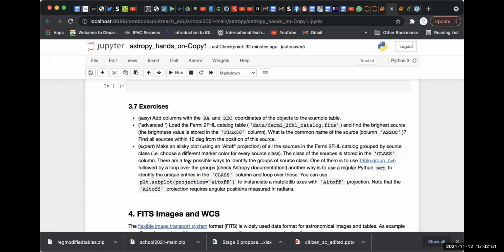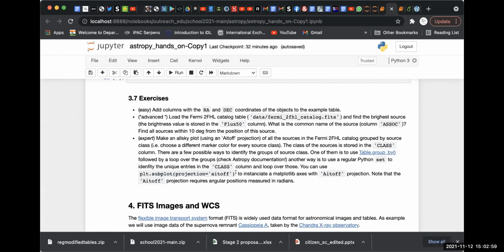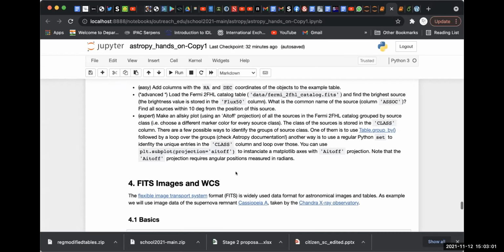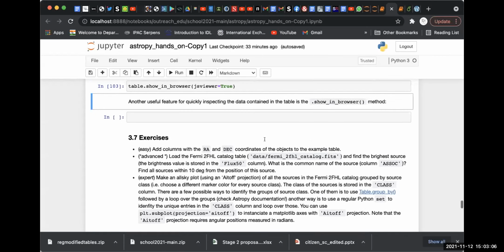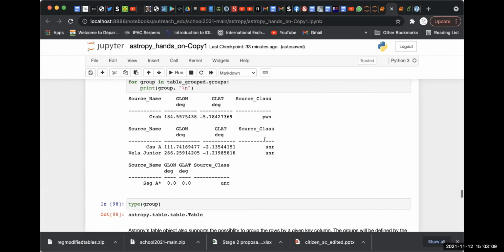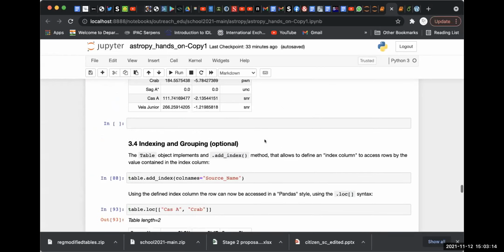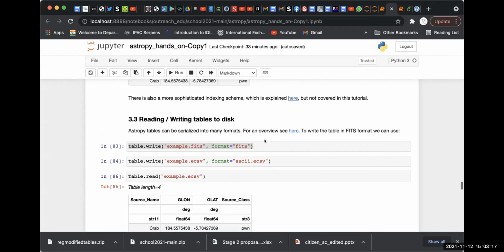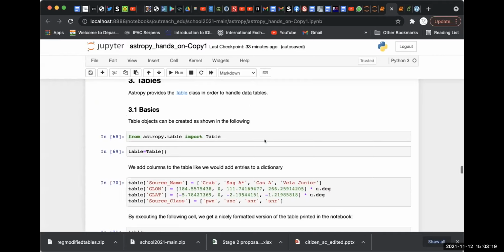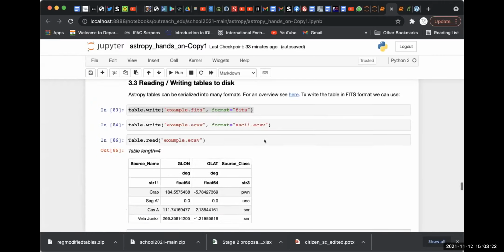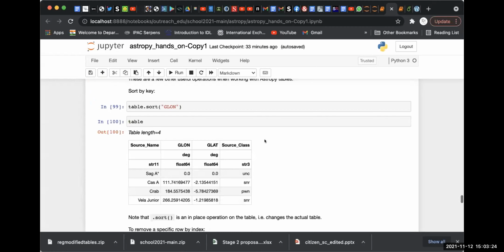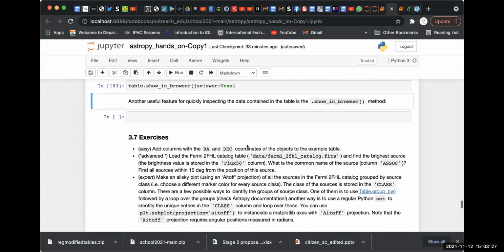And you can try the expert exercise also, which is to make an all sky plot of all the sources in this very catalog grouped by class. The class is mentioned, so you can make groups based on the source class and plot this in the form of, if you remember this projection we had written as WCS, there are different ways of projecting coordinates. So where is WCS? It was there, or here somewhere. Projection. You have to just change the projection to the one that they have mentioned, the Aitoff projection, right? So try out these exercises and I'm sure that will be nice to do.